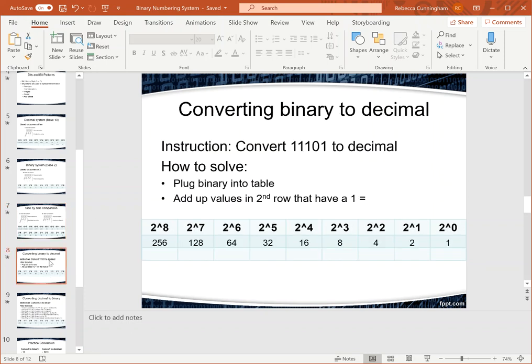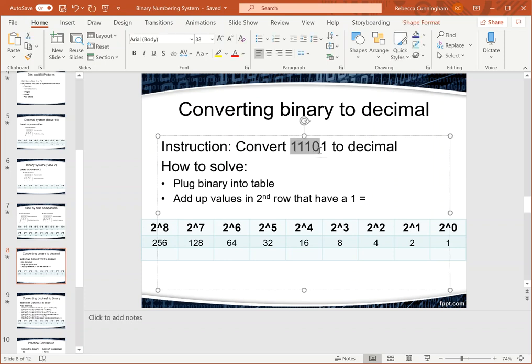Let's look at how we might go about converting some binary digits into decimal so that our brain understands what 11101 means if I'm talking about representing numbers. All you really have to do is plug that number into this table. You're going to be doing a lot of this, so I would suggest that you take out a piece of paper and draw this little grid on there, because that's going to be really helpful to you. If you're new at this and you've never done it before, this was super helpful to me when I first started learning.